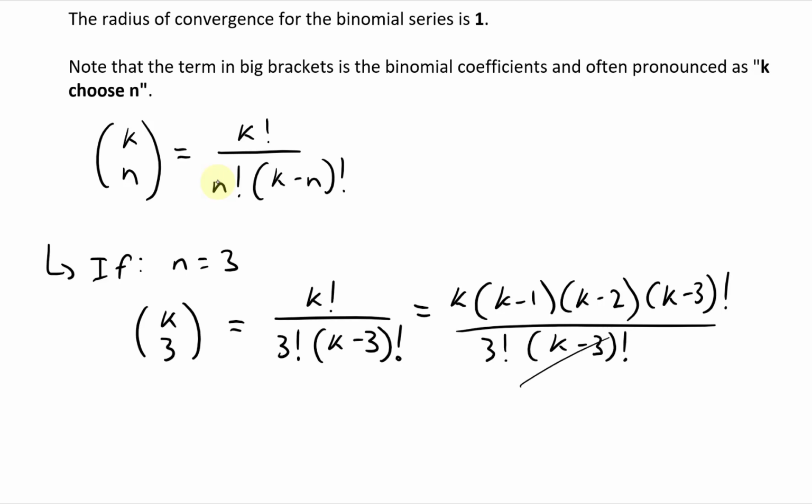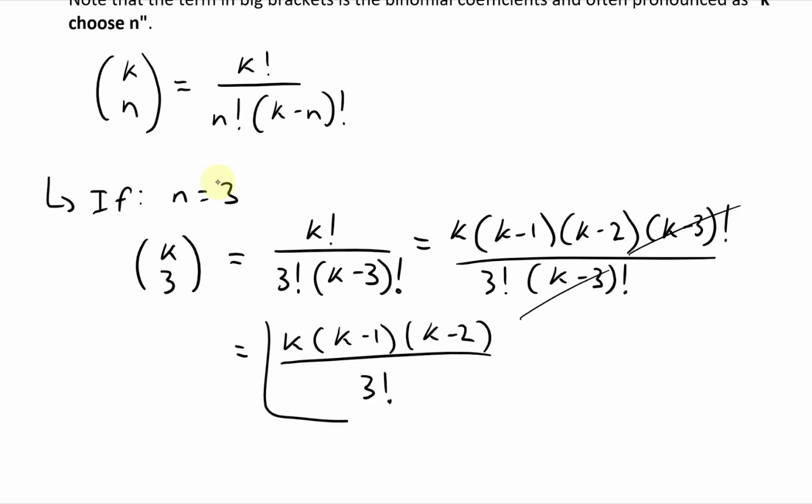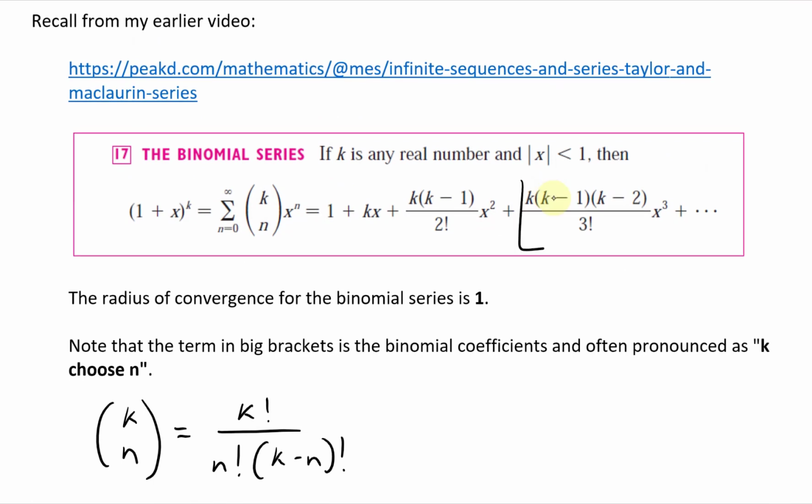So in other words, this and this cancel out. All you're left with is k times (k minus 1) times (k minus 2), and then divide this by 3 factorial. And if I just box this out, this is exactly what we have right over here. So there's k times (k minus 1) times (k minus 2) divided by 3 factorial.